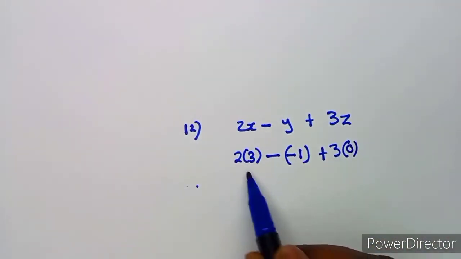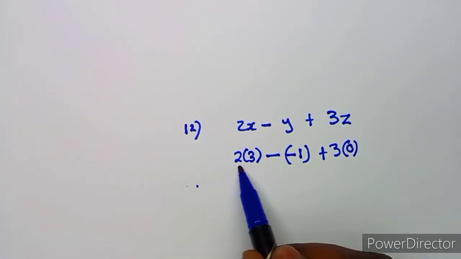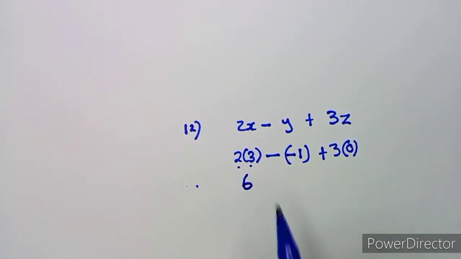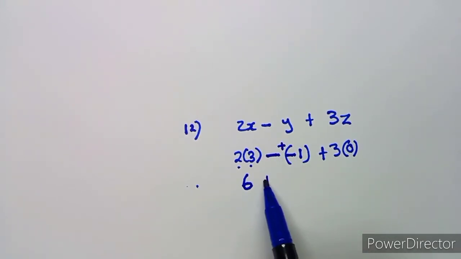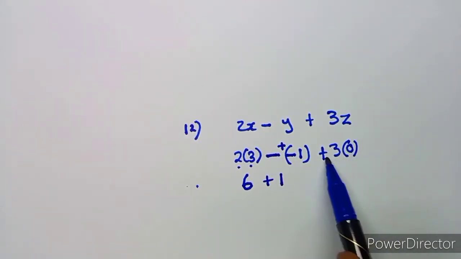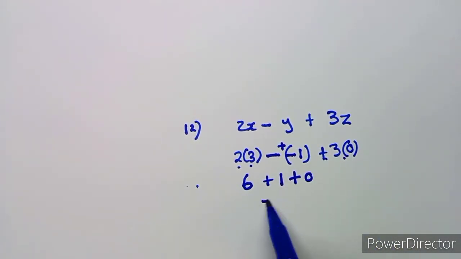To multiply, you can simply open a bracket to indicate that I am multiplying 2 and 3, which is going to give me 6. Minus and a minus, I know that this is going to give me a plus 1. 3 times 0, any number times 0, that's a 0. So 6 plus 1, that's a 7. So just like that.